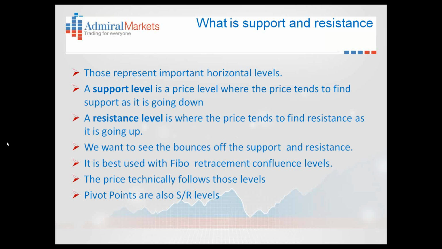So price technically follows those levels. We can see some bounces off support and bounces off resistance, but eventually those support and resistance levels will be broken. After the retest, we find another support or resistance level. So ex-resistance, when it's retested, becomes support. So how, for example, does a resistance level qualify to become a support level?